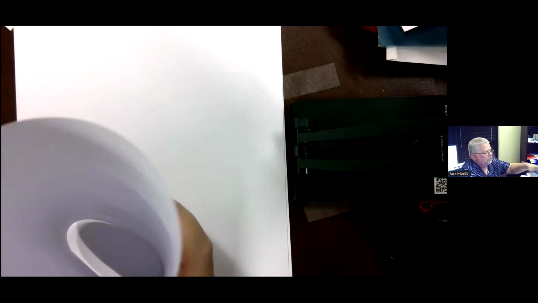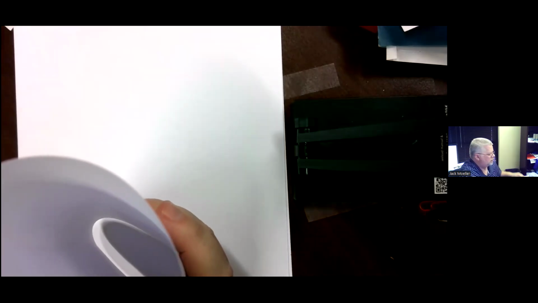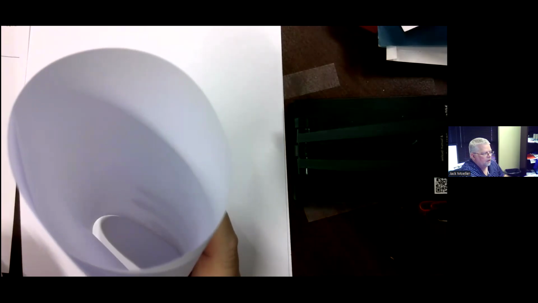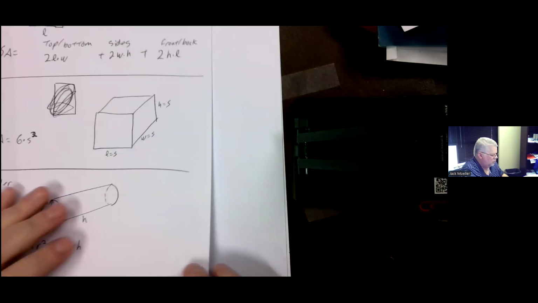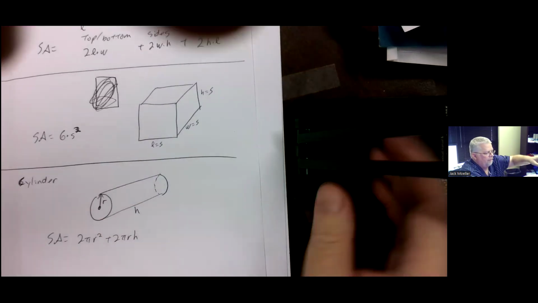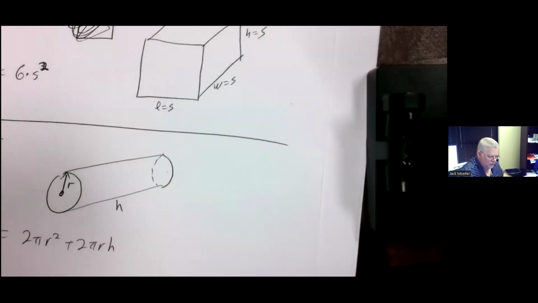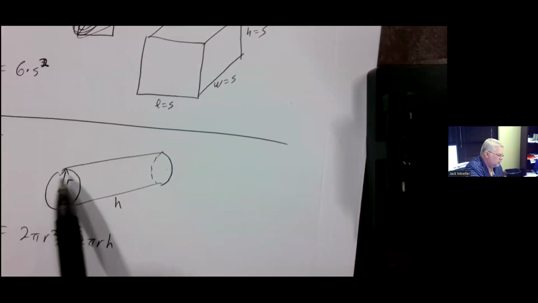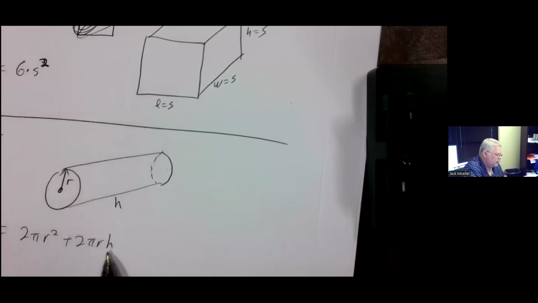Well, we know that this side is h, but what's the width? The width is a circle. So the width of this rectangle is the circumference of the circle. However big that circle is, when you fold it out, that's going to be the width. And how do you find the circumference of a circle? Well, circumference of a circle is 2 pi r. So that 2 pi r is the width of the rectangle when you fold this out. The height would be the length.